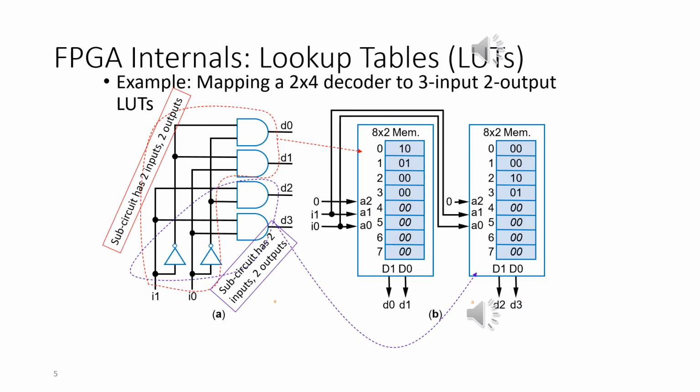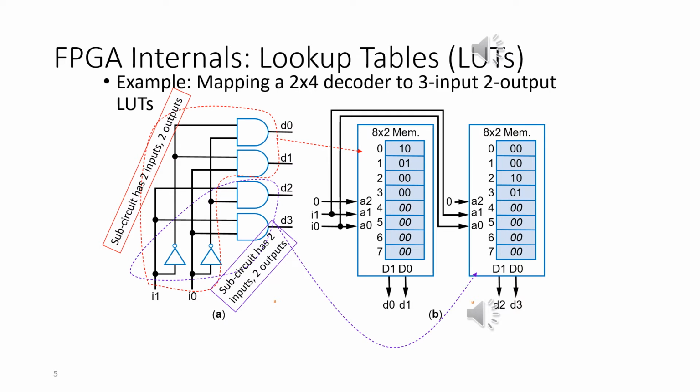Okay, now we want to implement the circuit of a 2x4 decoder with 3 input, 2 output LUTs. Since we have 2 output LUTs and the decoder has 4 outputs, we require at least 2 lookup tables for this implementation. You can see in the figure, D0, D1, D2, D3 are the outputs of the decoder. How to implement this? We will be giving I0, I1 as inputs to both the lookup tables.